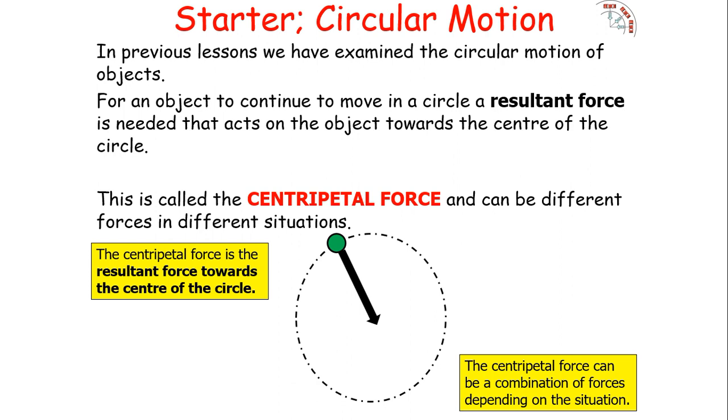So in previous lessons, we've examined the circular motion of objects. So for an object to continue to move in a circle, a resultant force is needed that acts on an object towards the center of the circle. So we call that resultant force a centripetal force, and that can be a different force in different situations. So fundamentally, a centripetal force is a resultant force which acts towards the center of a circle, and it can actually be a combination of forces depending on the situation.